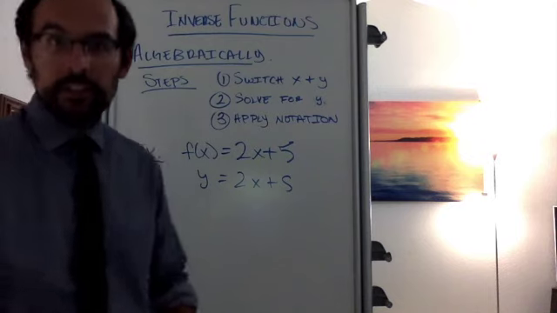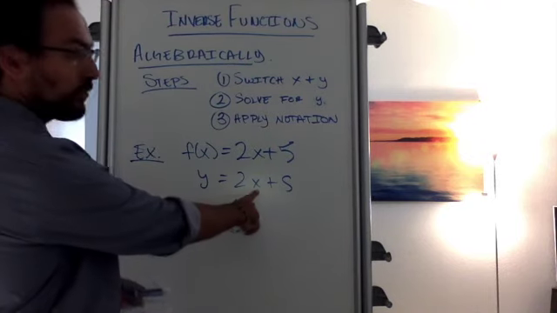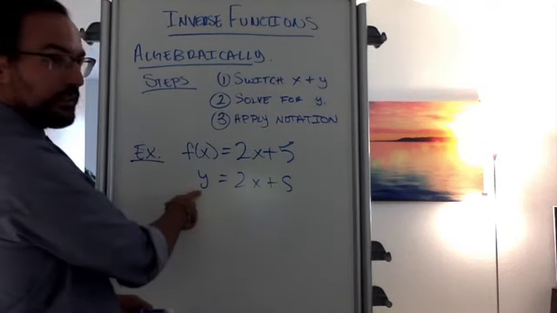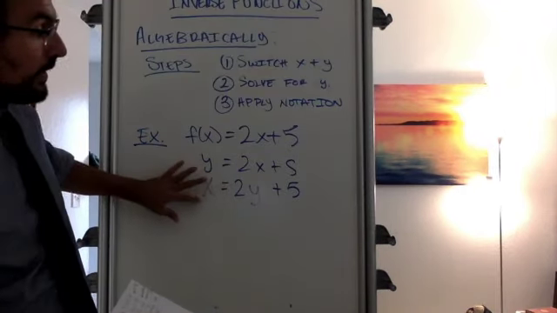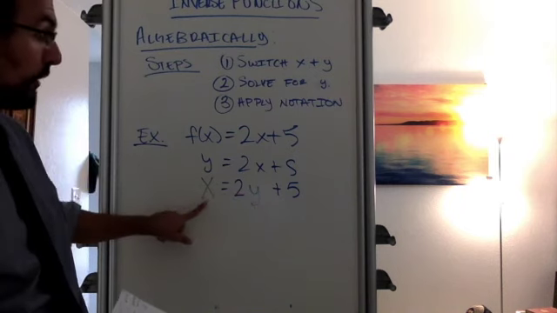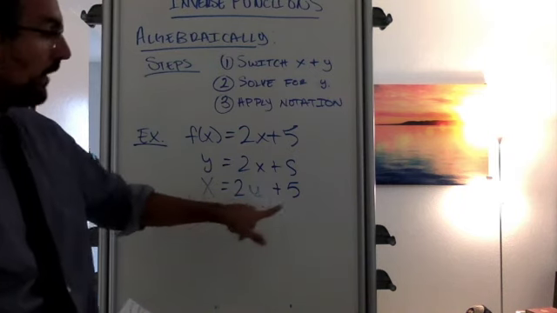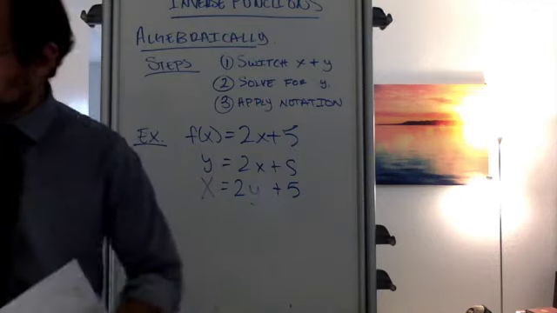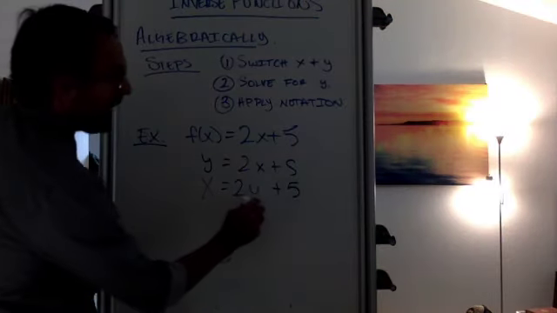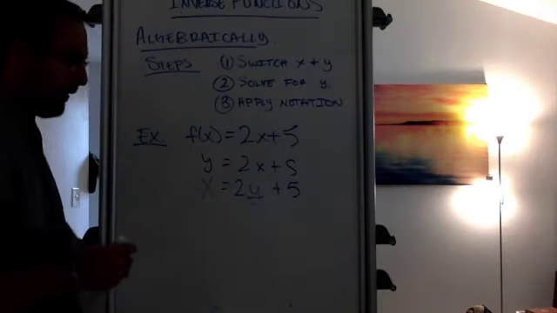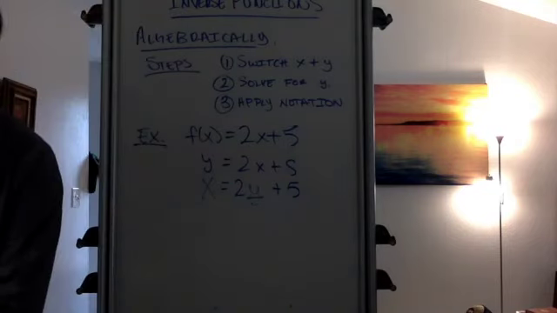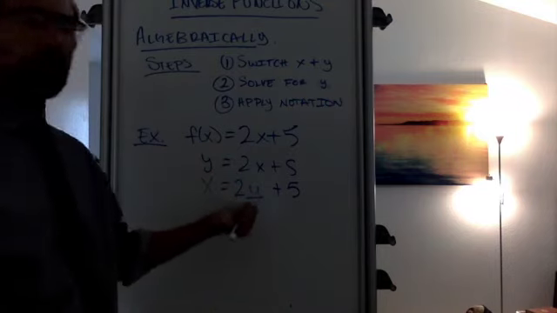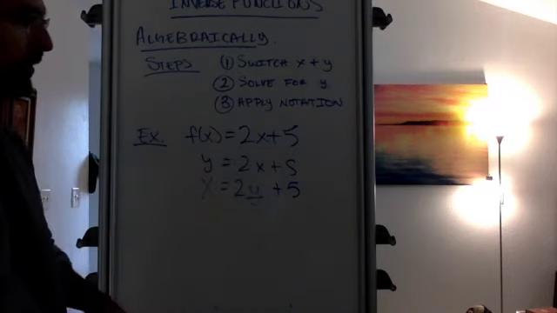So step 1 is now I'm going to take this x and switch it out with y, and then take this y and switch it out with x. So once I switched out y with x and x with y, my new equation becomes x equals 2y plus 5. So now what I'm doing is I am solving for y, which is right there. I would just use the same algebraic properties that I would use when solving for a variable. So first thing I would do is subtract 5 from both sides.